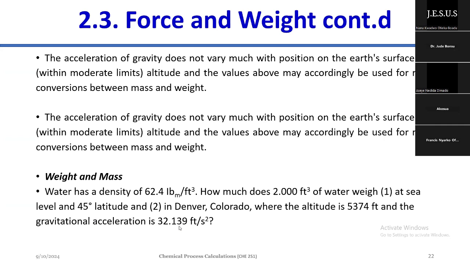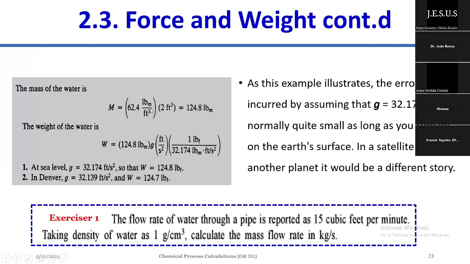You want to find the weight, but we need the mass first. So we can get the mass and then multiply by the acceleration to get the weight. We have density and we have volume, and we know the relation. So we first find the mass of water by multiplying the density by the volume, and that gives you 124.8 pound mass.